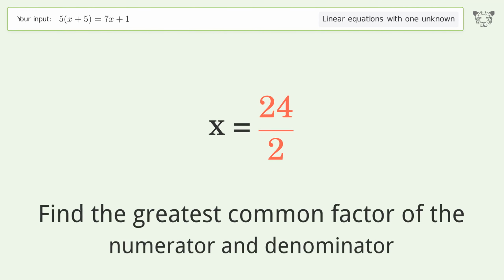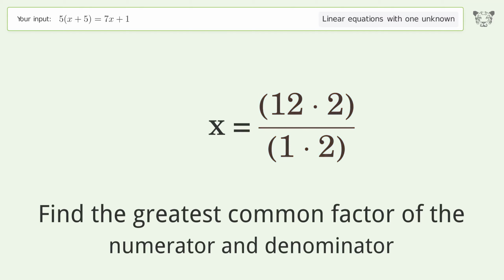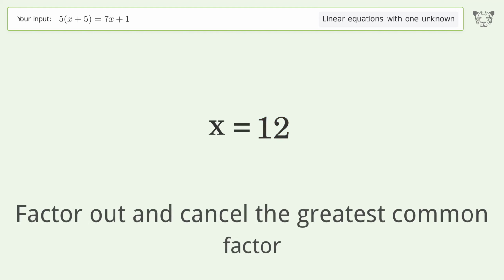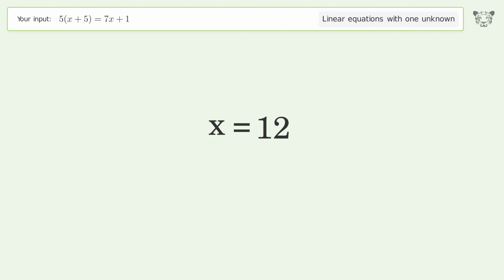Find the greatest common factor of the numerator and denominator. Factor out and cancel the greatest common factor. And so the final result is x equals 12.